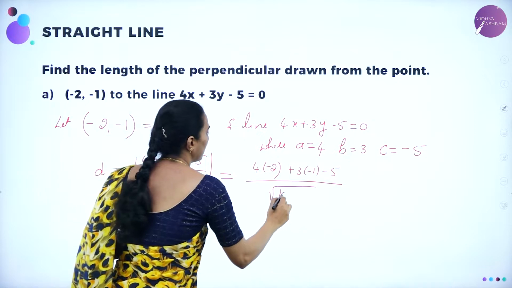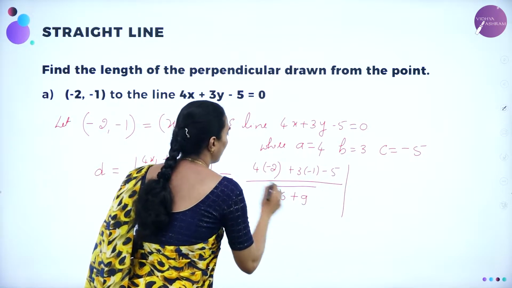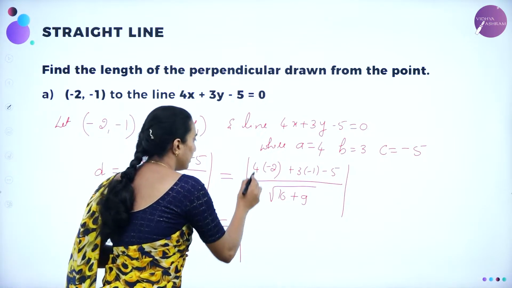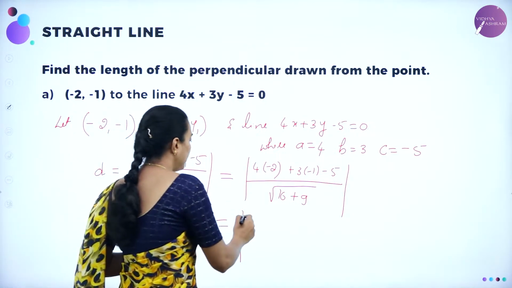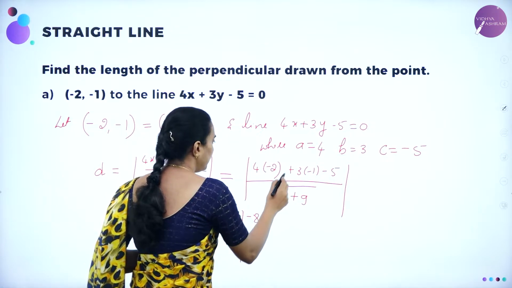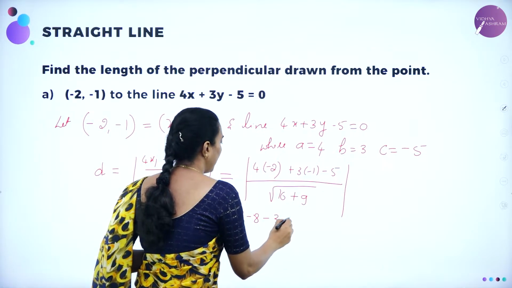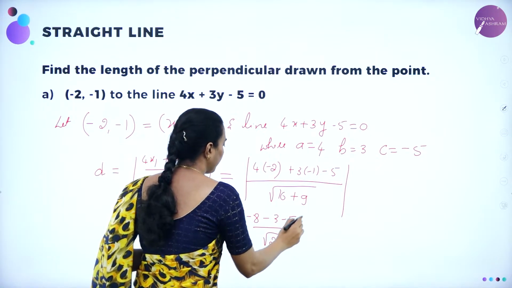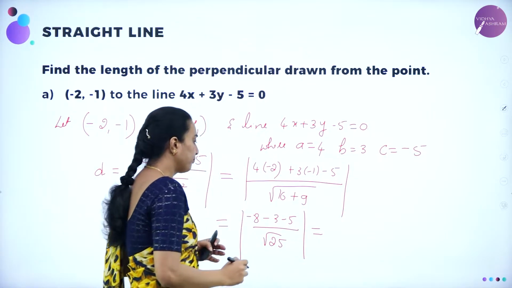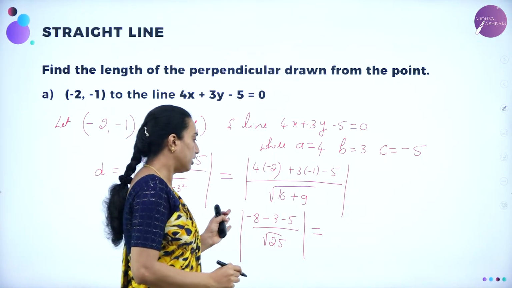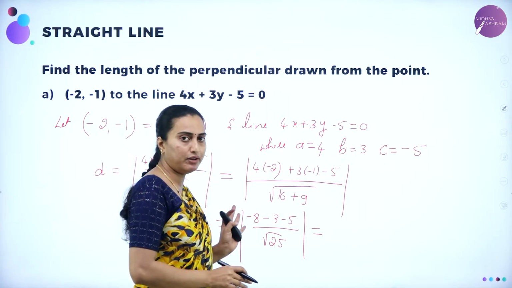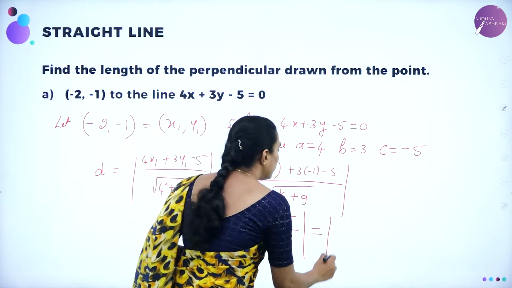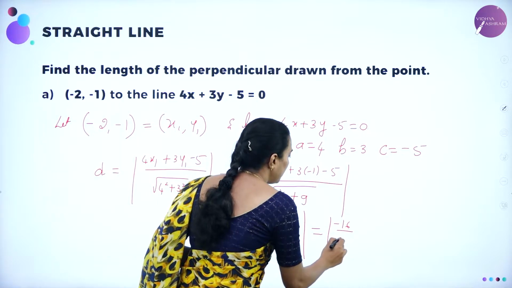is 16 plus 3 squared is 9, modulus, which implies modulus of 4 into minus 2 is minus 8, 3 into minus 1 is minus 3, minus 5, divided by square root of 16 plus 9, which is square root of 25. So minus 8 minus 3 is nothing but minus 11, minus 11 minus 5 is nothing but minus 16. So modulus of minus 16 divided by 5.